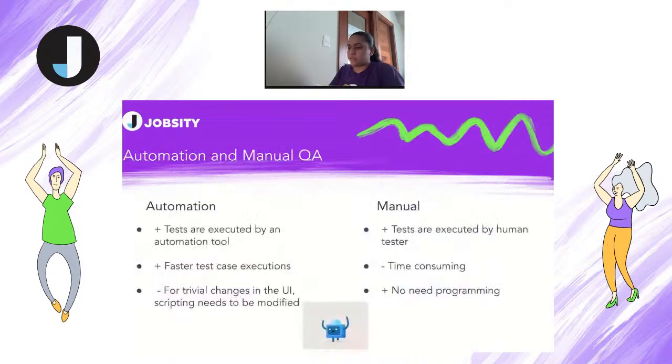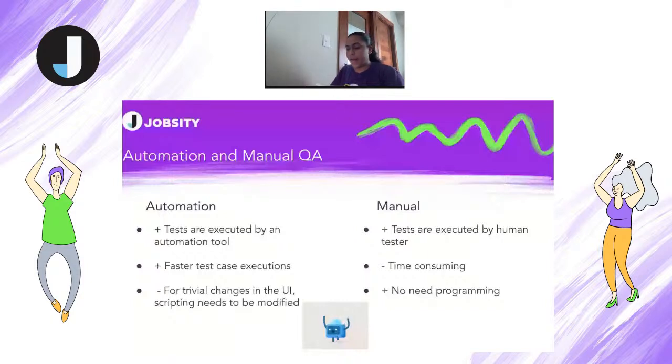Before going deeper into Katalon, we need to talk about the different ways a test case can be built. First, we have the automation perspective. Before going into that, we need to know that automation has pros and cons, and we need to check all of them. With automation, test cases are executed by an automation tool, no human resource needed. We have faster test case execution, but for the cons, for a trivial change on the UI, the scripting needs to be modified, so you cannot allow random values.